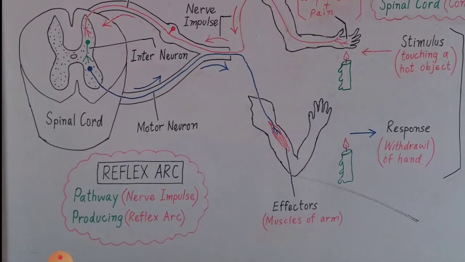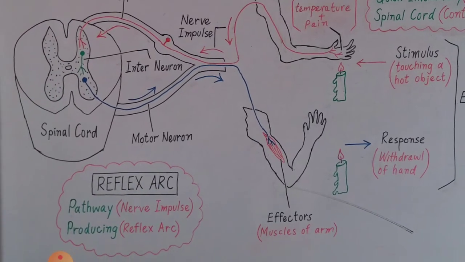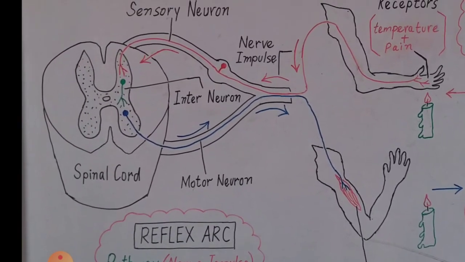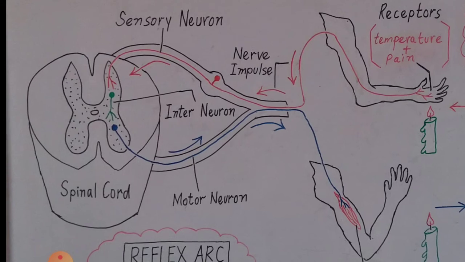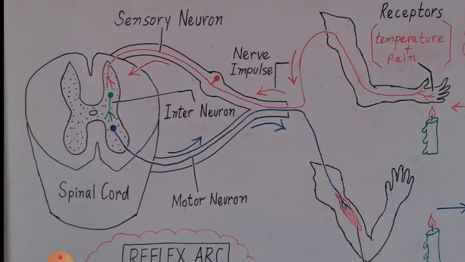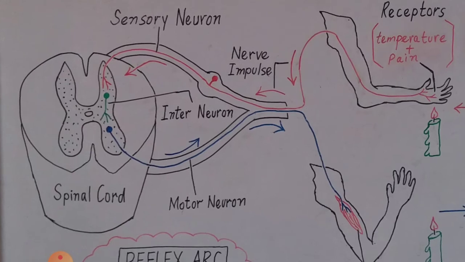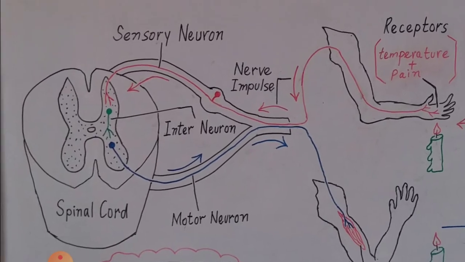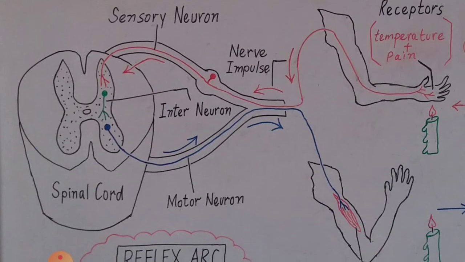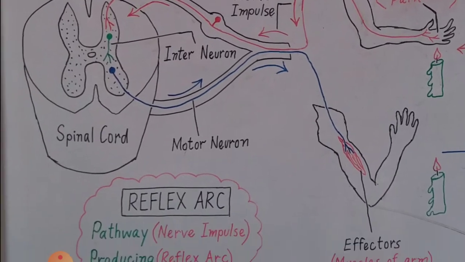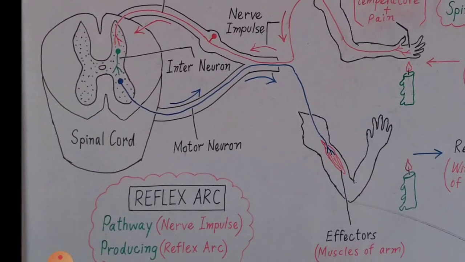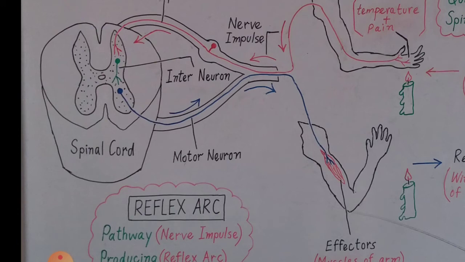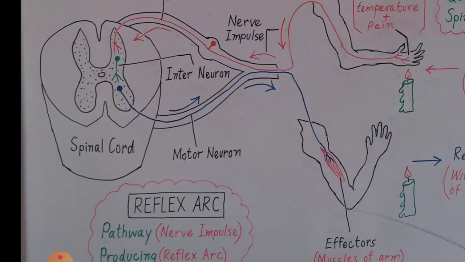So during production of reflex action, a pathway is followed that is arc shaped. See, the sensory neuron is taking the nerve impulse to the interneuron, and the interneuron sends this nerve impulse to the motor neuron, and this pathway is an arc shaped pathway. So the pathway that is used for carrying this nerve impulse is arc shaped. So this pathway is called reflex arc.